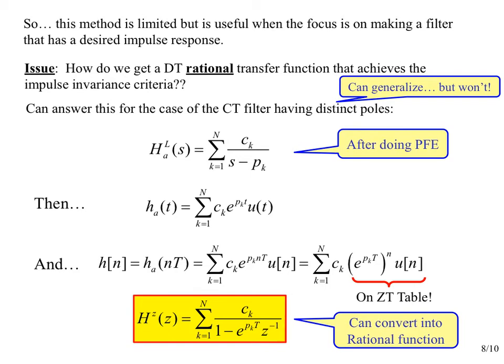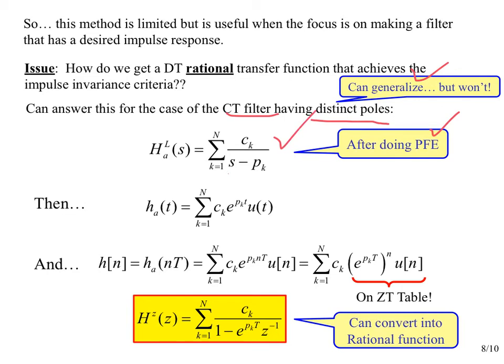We can answer this easily for the case where our continuous time filter has distinct poles, and you can generalize that. We won't do that in the notes, and the book doesn't do it in the textbook either, but it is possible. So if we have distinct poles, we have a characteristic polynomial in the denominator that can be factored into n, assuming an order n polynomial in the denominator. We can factor it into a product of n terms, each one looking like s minus pk. And then after we do a partial fraction expansion, that product of terms ends up getting expanded out into a sum of individual first order terms.